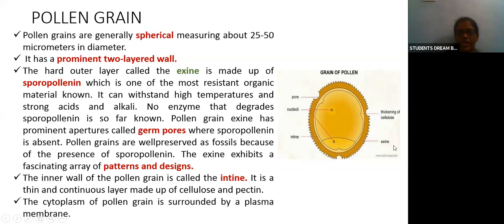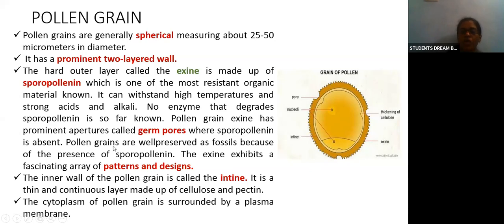So this is the exine structure here, and this is the intine structure. Okay. So we were seeing about the pollen grains. Exine has a prominent aperture called germ pores, where the sporopollenin is absent. Clear? So this sporopollenin will be absent in the germ pores. You can see some pores here, openings here. In this the sporopollenin will not be there. So this is the germ pore structure.